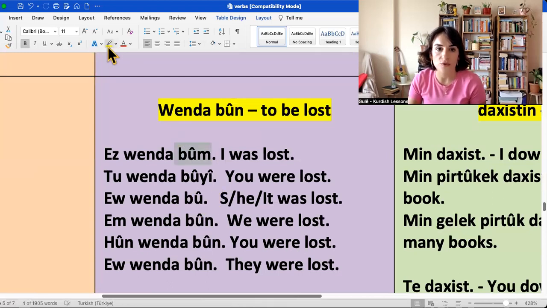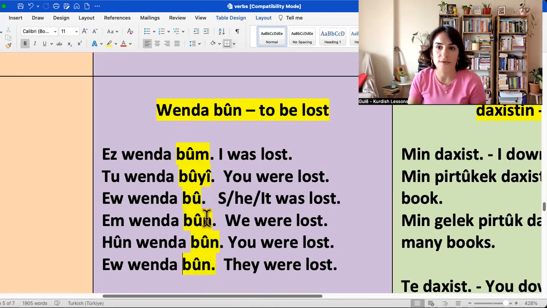So learn how we conjugate boom in the past. It's very useful. Boom, buli, bu, bun. So with wandabu, it means to be lost, but boom by itself is to be, to become. So you can say as nahosh boom, I was ill. Nebash boom, we weren't good.